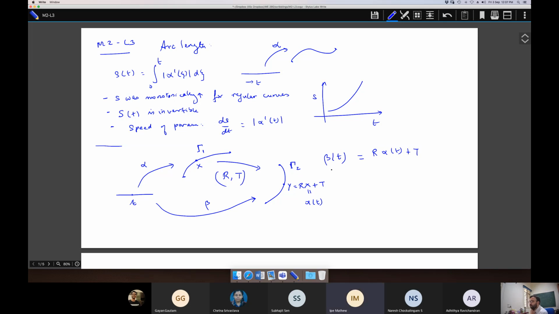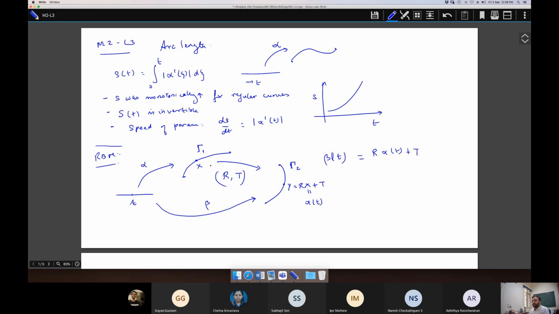Now, what do you think? Sir, reflections also, we can apply in the same way. Yeah, we can apply anything. The reason I'm talking about rigid body motion is because of one reason. Reflections also will have that property. With the reflection, instead of R, you will have some other transformation.